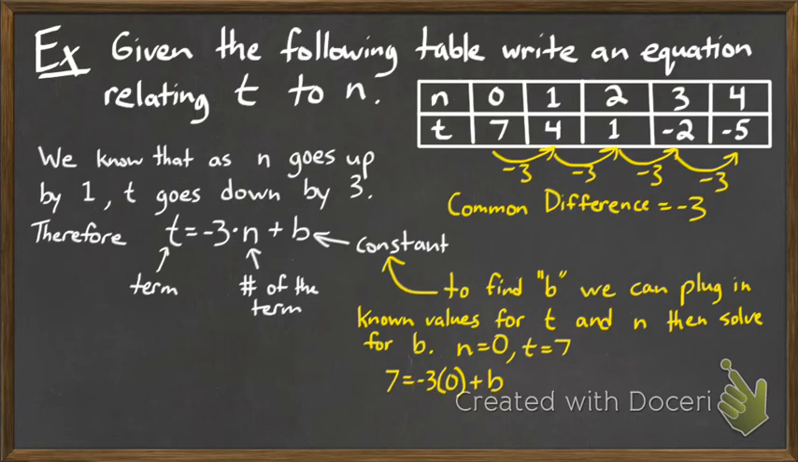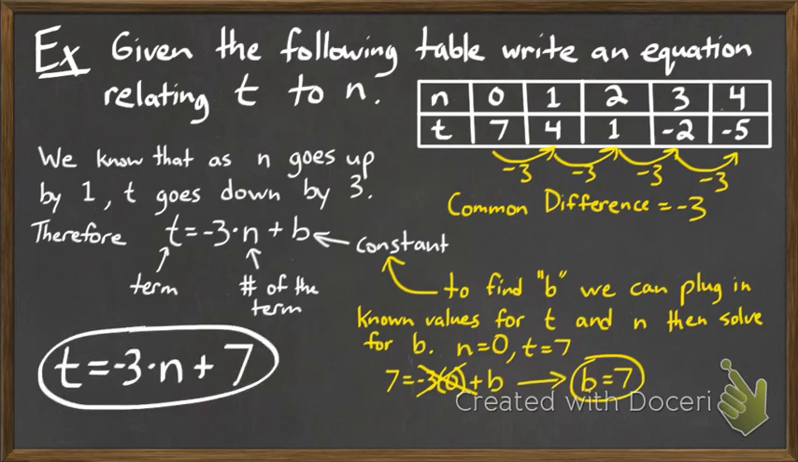Looking at this, what happens when you have anything times 0? It just goes away. This is what makes it really nice, compared to any other set of numbers: when I use 0, it just makes pieces go away. So in this case, b equals 7. That is our constant in our equation. We can substitute this back in and create a general equation of t equals -3 times n plus 7. Using this, I could find any term in our linear pattern.